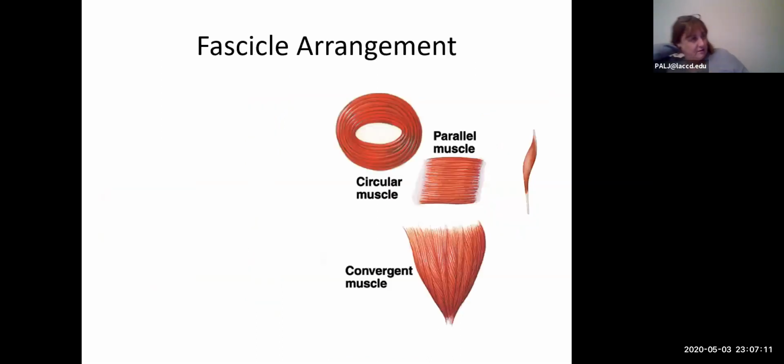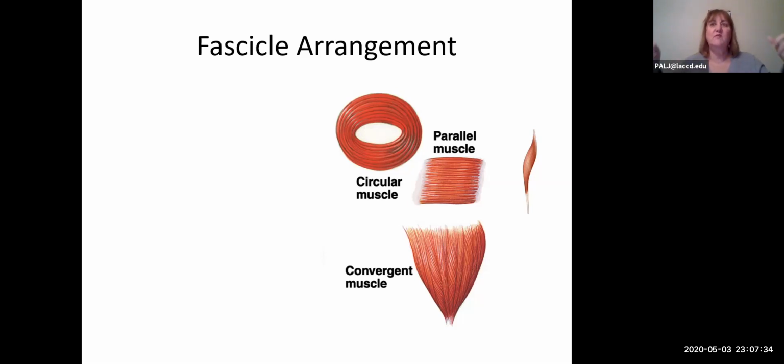All right. So let's now talk about muscle shapes. And by muscle shapes, we're talking about how the fascicles are arranged. Sometimes they're arranged in a circle around an opening, for instance, around your mouth, around your eye. Okay, so those are going to be circular muscles. Sometimes the muscle fibers are parallel, and that forms a parallel muscle.